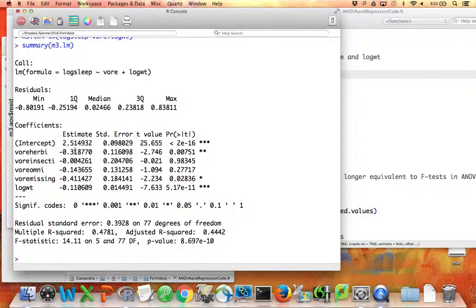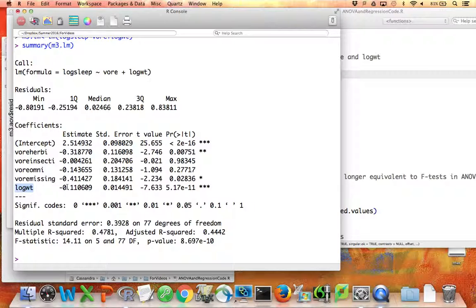We have estimates for the coefficients of the model we've specified. So that means we have an estimate of the intercept. We have an estimate for the coefficients for 4 of the 5 possible values of VOR, and there's 4 of 5 of them because one of them is the baseline. And then we have an estimate of the coefficient for log weight.